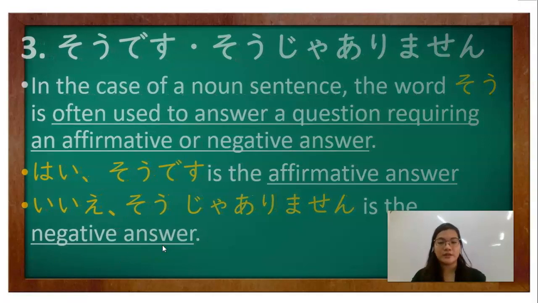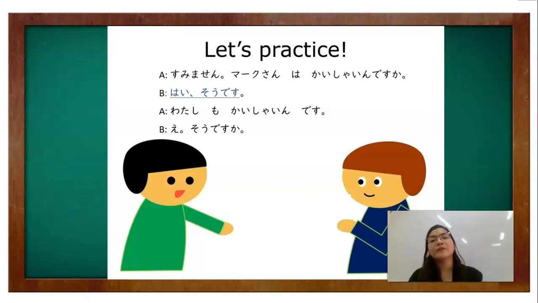Okay? So next, an example for how to use that one. So let's practice again, but first let's read it. Sumimasen, Mako-san wa kaisha-in desu ka? Hai, so desu. Watashi mo kaisha-in desu. So desu ka? Okay? Now let's practice role playing. So I will be A and you will be B. Okay, let's start. Sumimasen, Mako-san wa kaisha-in desu ka? Watashi mo kaisha-in desu.